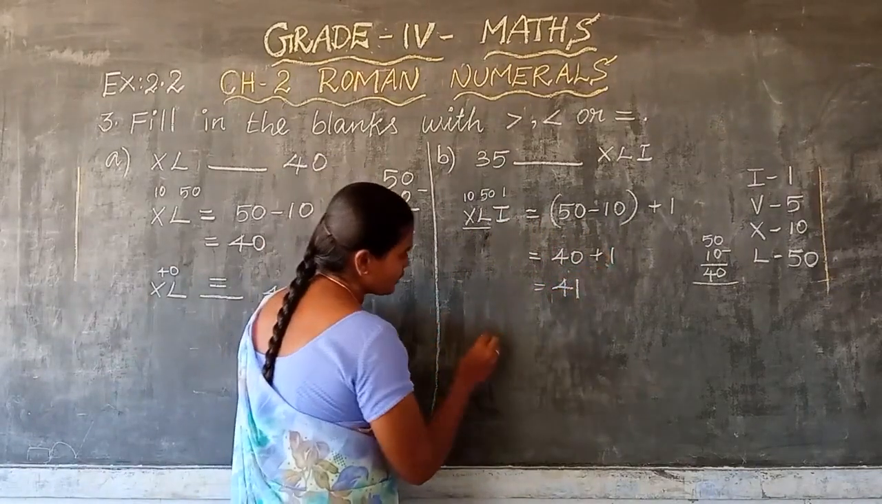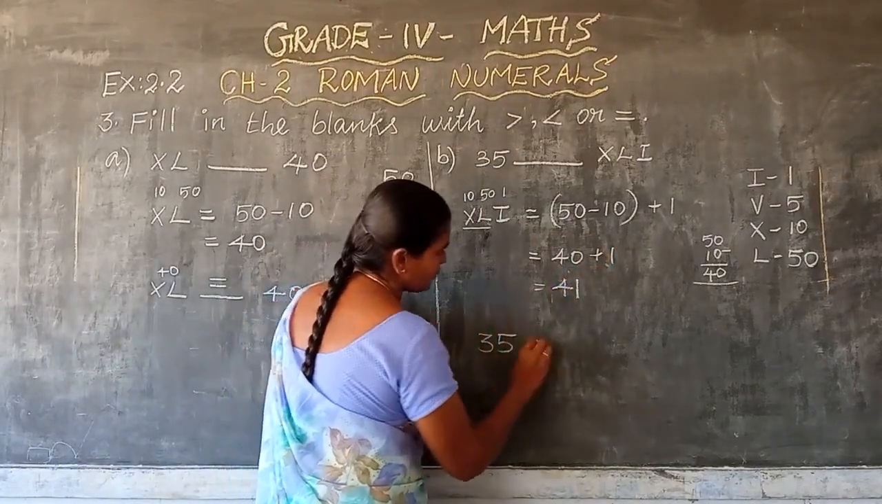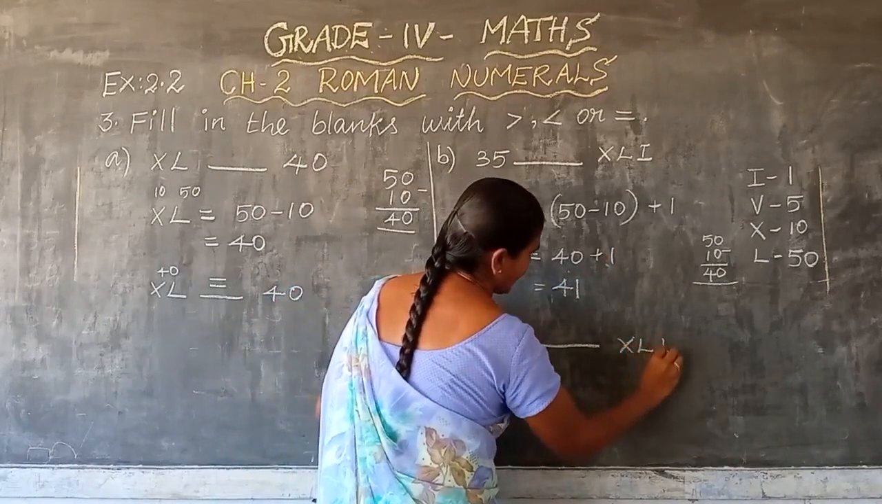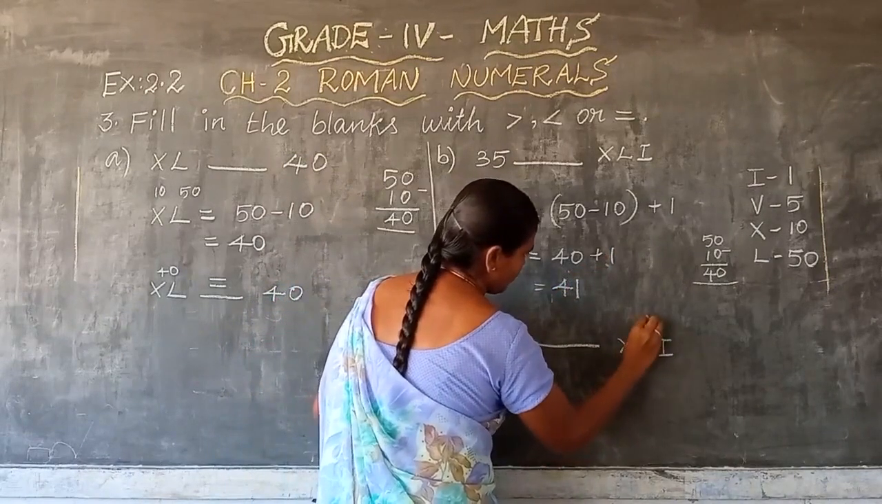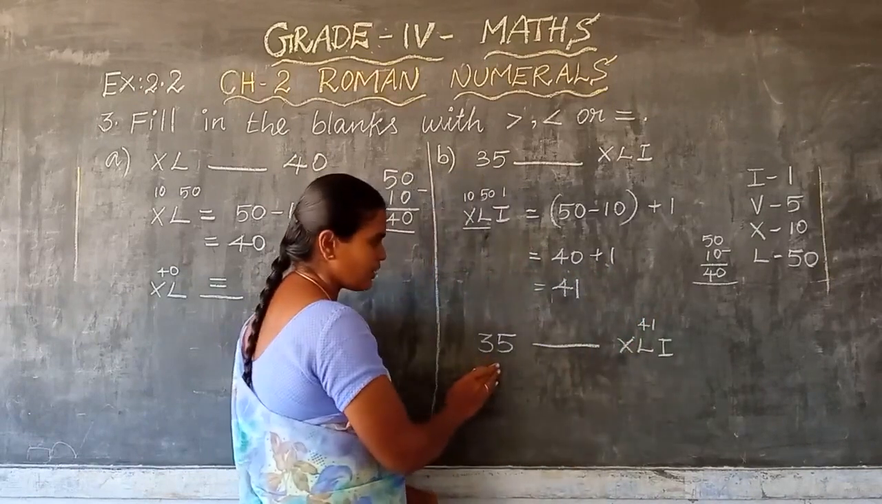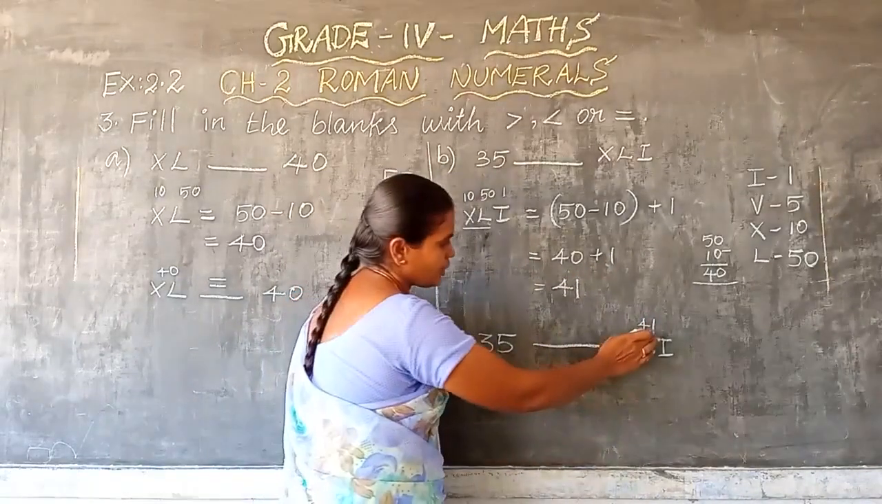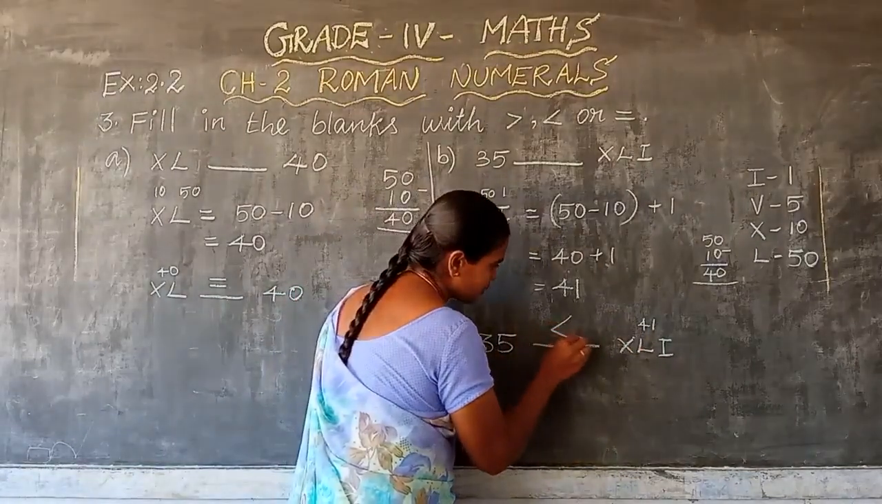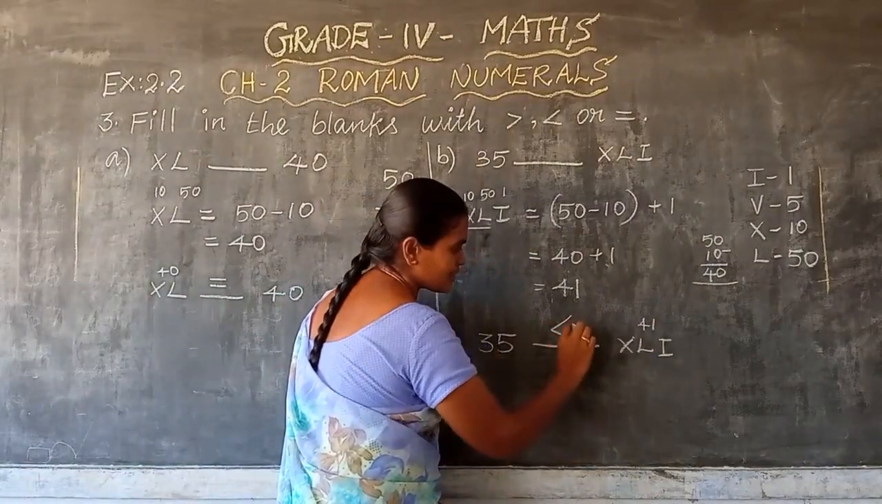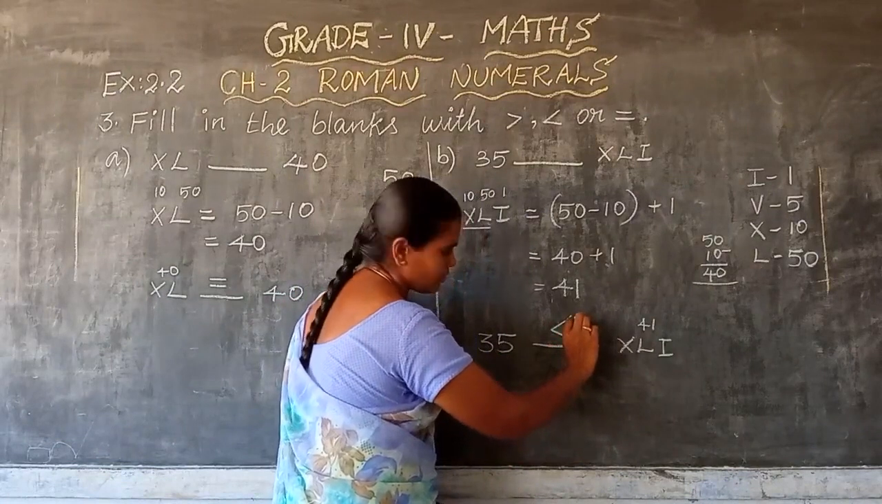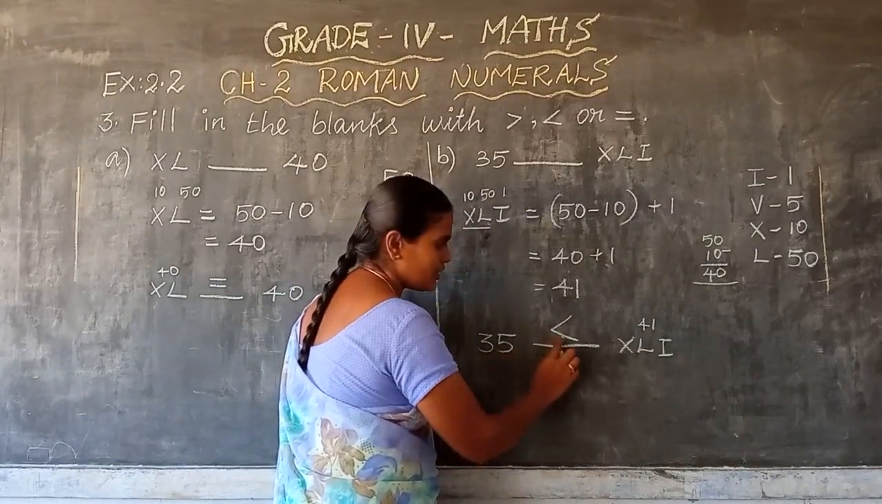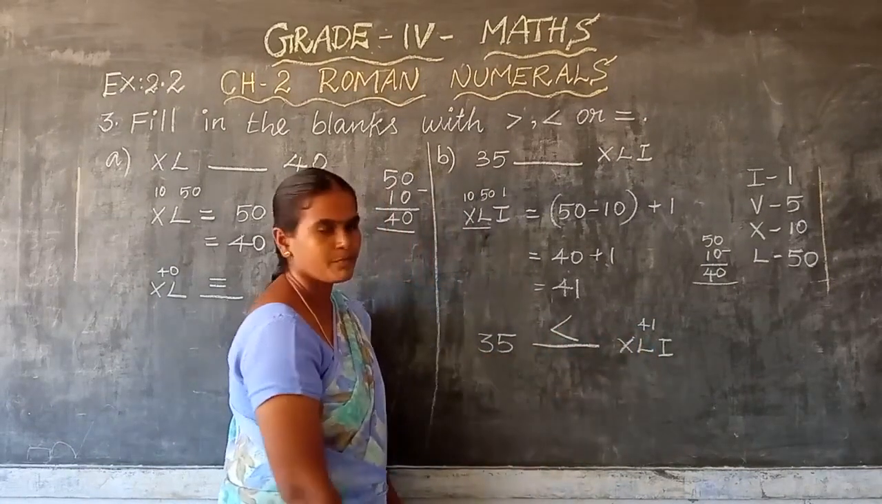So now 35, XLI. XLI value 41. See here, 35, 41. Which one is the greater number? 41. So this symbol, 41, big number side, come to the mouth, open big. Okay, so 35 less than 41.